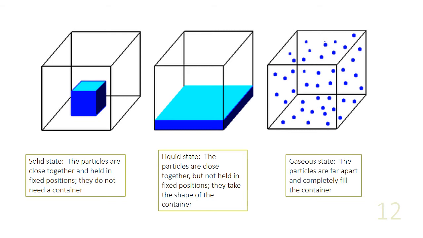All right, here's just a nice little picture. The solid state, particles are close together, held in fixed positions. Liquid state, they're still close together, but they take the shape of the container. And then finally, gaseous states are far apart, where the disruptive forces take over in the gaseous phase.